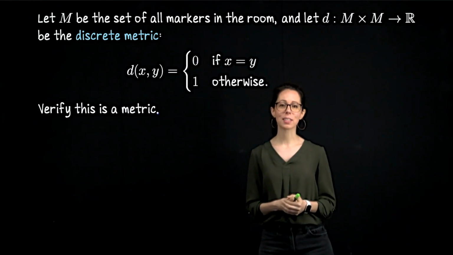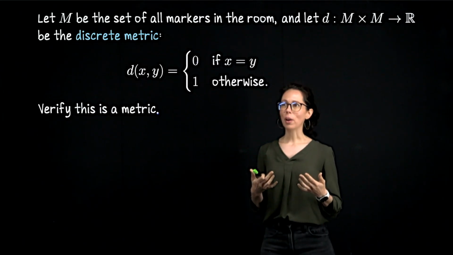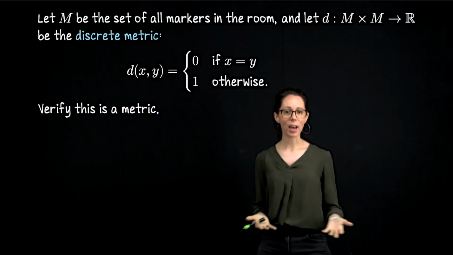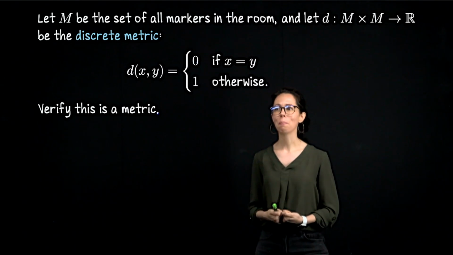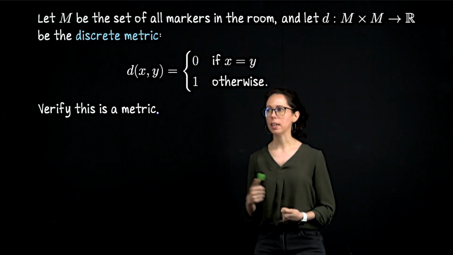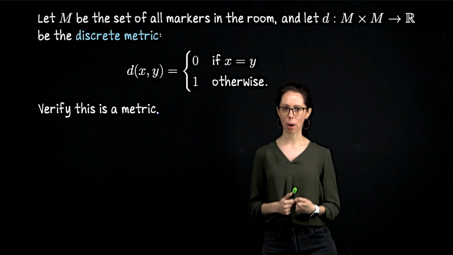Let's verify that this is a metric space. Well, to be a metric space, you have to have a set of elements. We have that, so M is ready to go. We need to check that the function d here satisfies the 4 required properties.